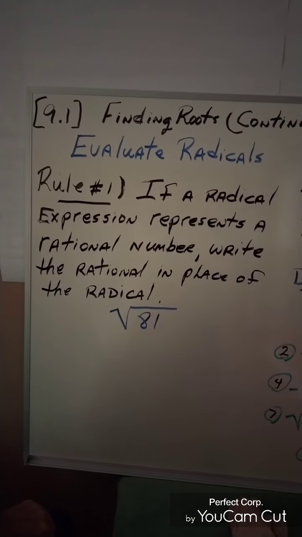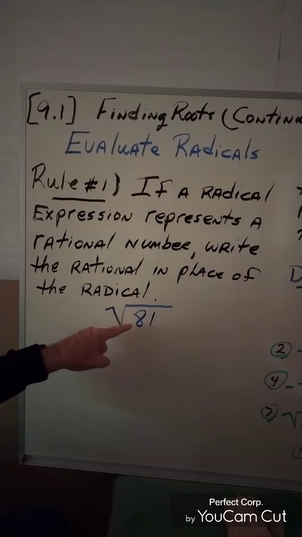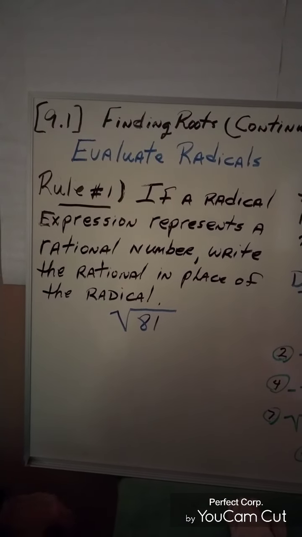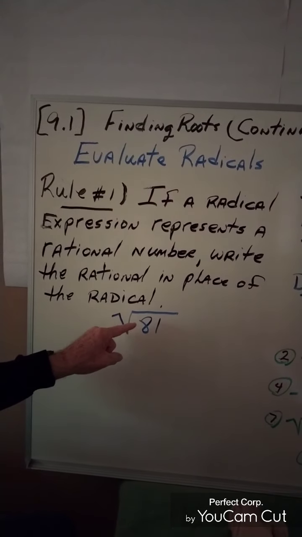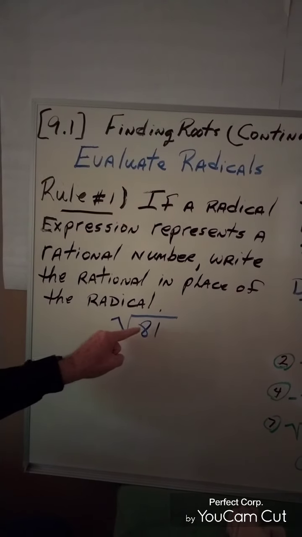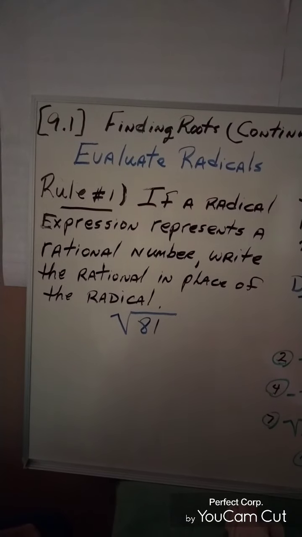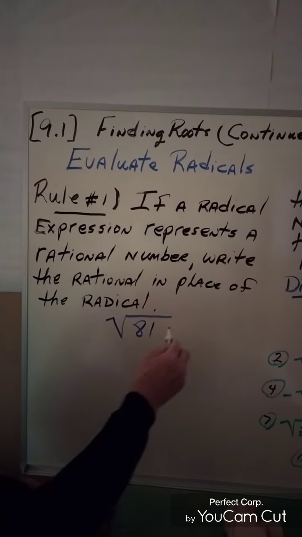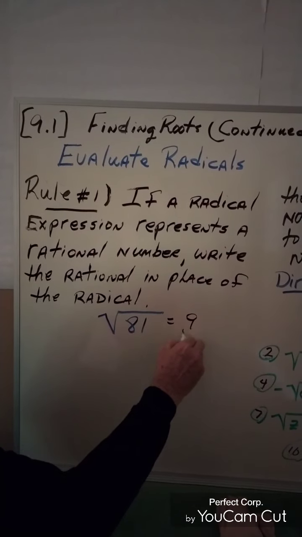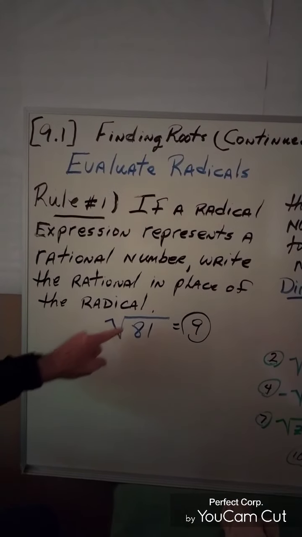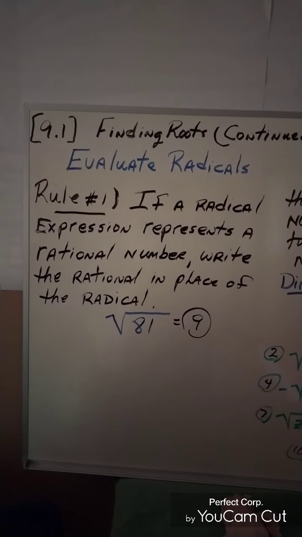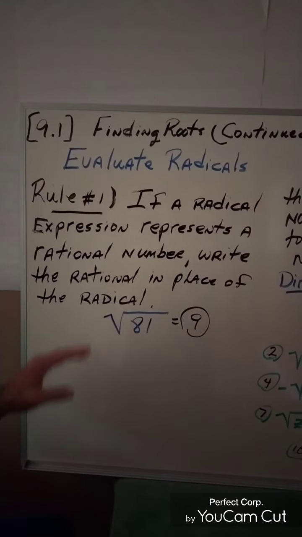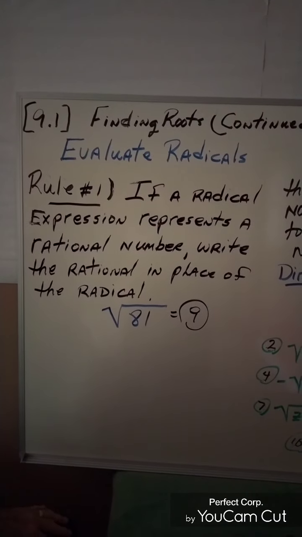And folks, that's common sense. We're not going to leave this problem written as the form of the radical of 81 when we know its positive square root is 9. And 9 is a rational number. So we would simply write down 9. We're not going to leave it the radical of 81 when 81 is a perfect square. We're going to write down its rational root.